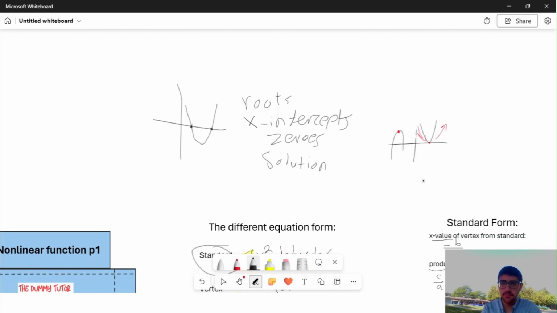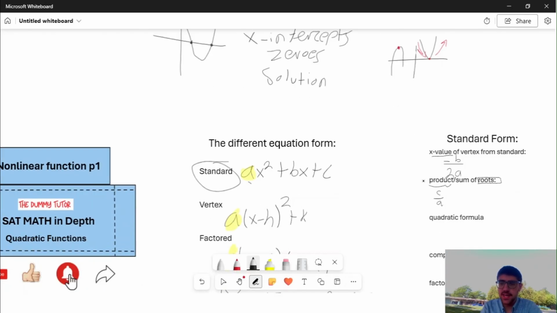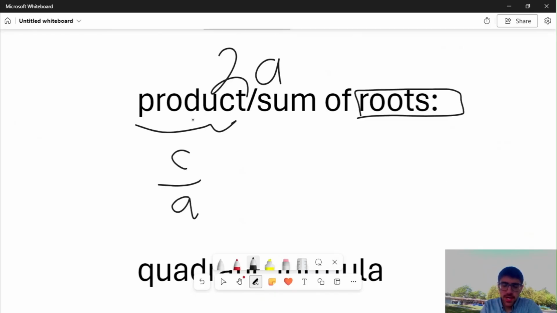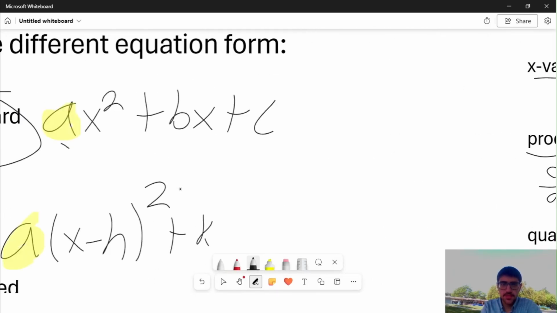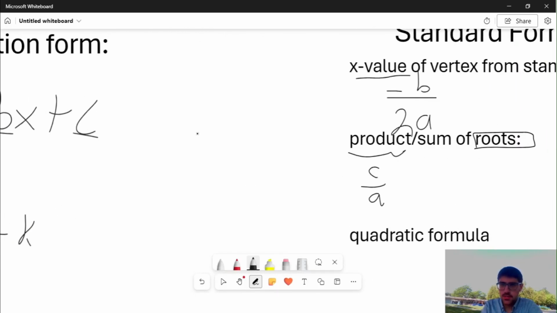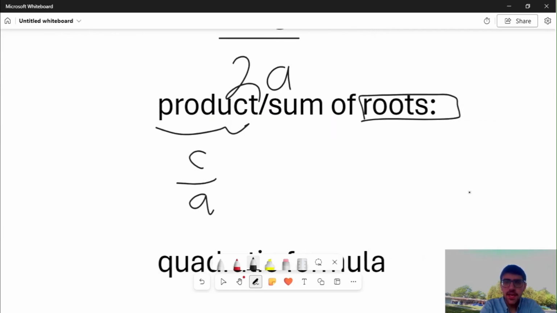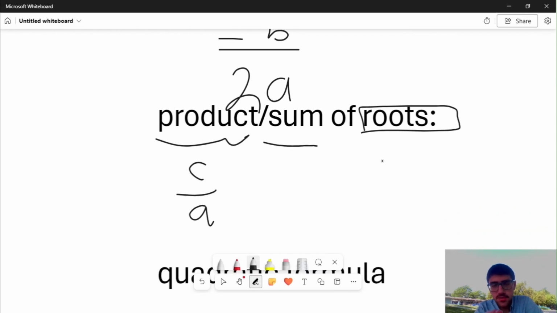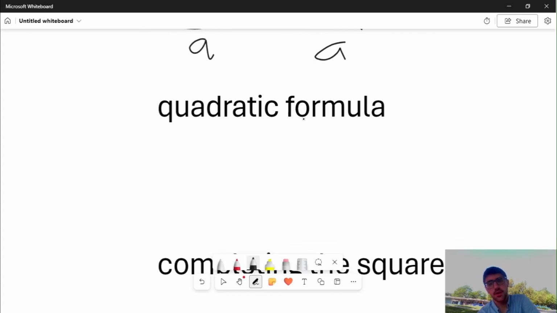If you see this, you know, okay, I'm thinking of when it intercepts the x-axis. So for the product slash sum of roots, the product is going to be equal to c over a. Again, we're talking about these constants. The sum is very similar to the x value of the vertex, except there's no 2, so it's just going to be negative b over a. There's no 2a. So these are just good to memorize, but they're not important. But it's not going to harm you.